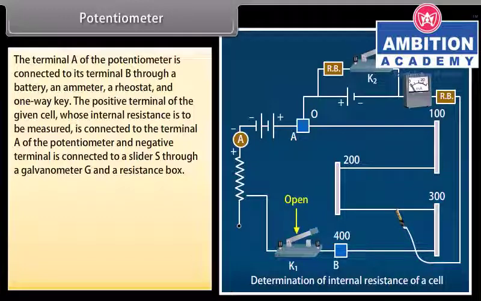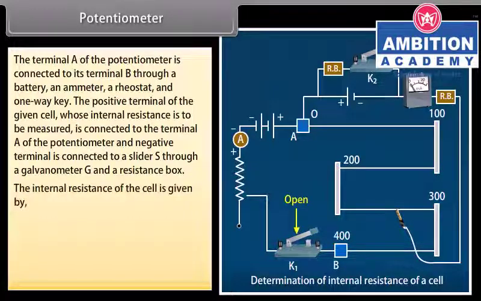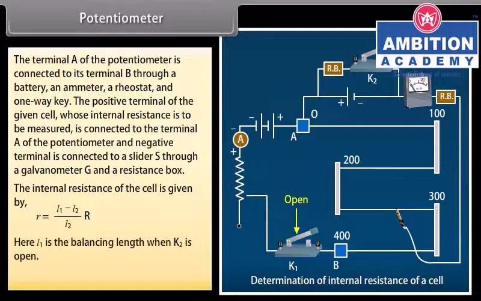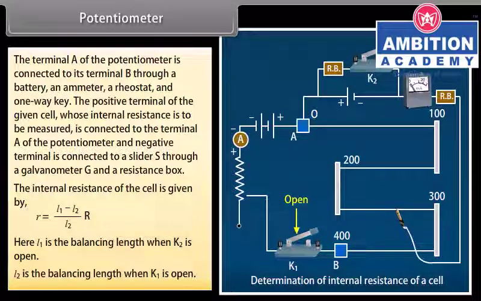The internal resistance of the cell is given by r = ((L1 − L2)/L2) × R. Here, L1 is the balancing length when K2 is open. L2 is the balancing length when K1 is open.